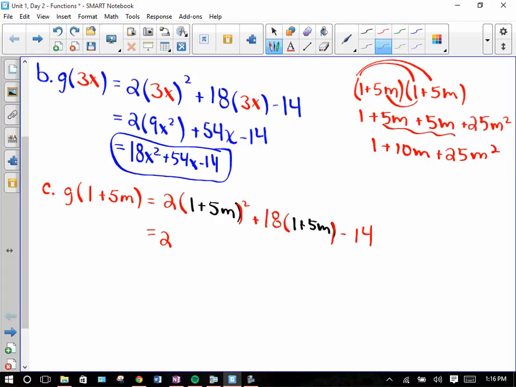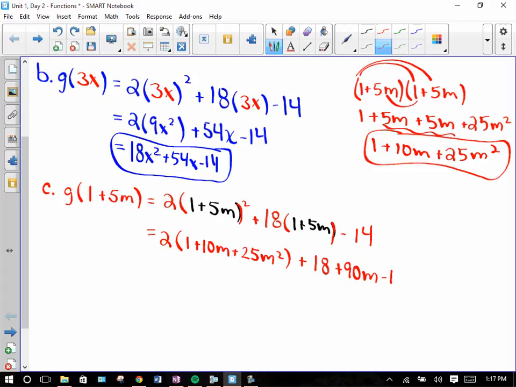So what I do is I take this whole thing and plug it in over here, back in for 1 plus 5n squared. 1 plus 5n squared is equal to that. So I have 2 times 1 plus 10n plus 25n squared plus. Then I'd have 18 times 1, so that's 18. 18 times 5n, that's going to be 90n. Minus 14.